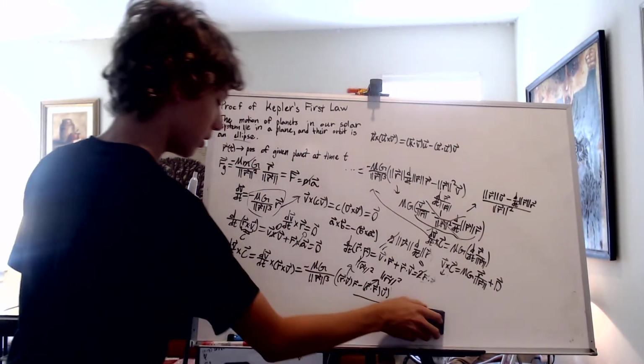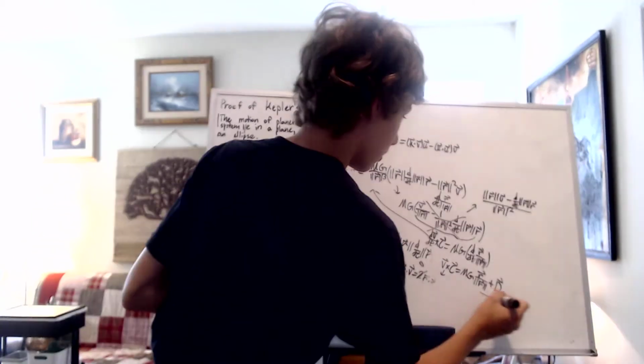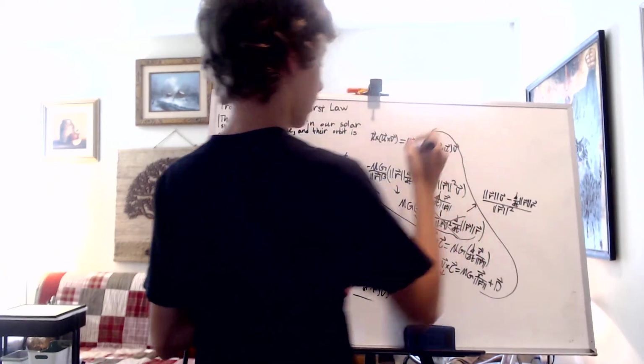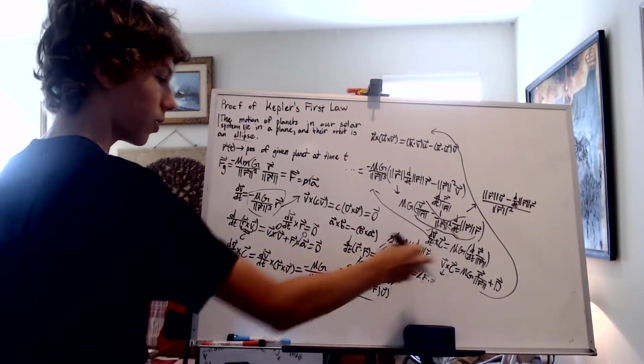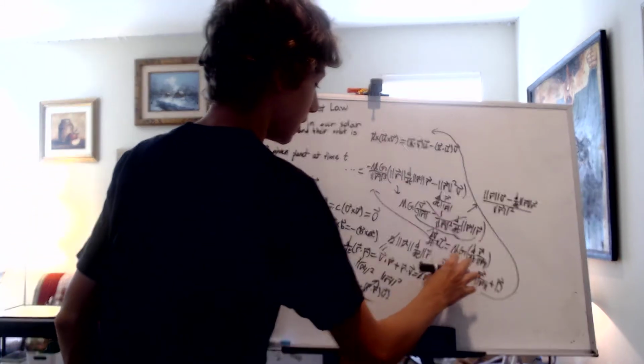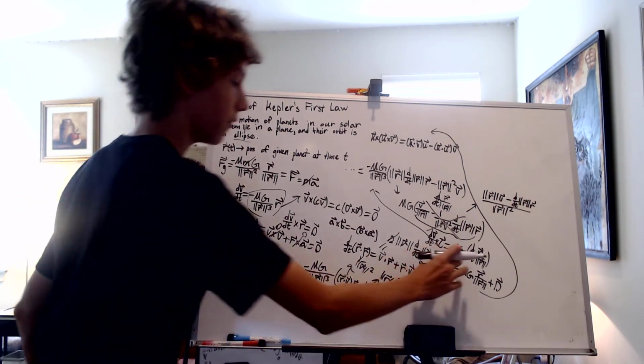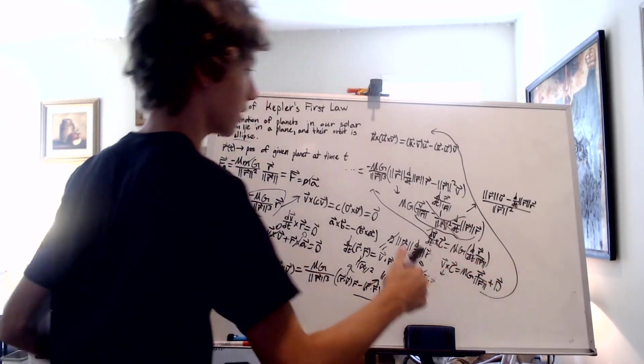Okay, so what are we left with? Take this up to the top. So we're left with, and to continue, I'm going to take the dot product with r on both sides. So left-hand side dotted with r, and the right-hand side dotted with r.